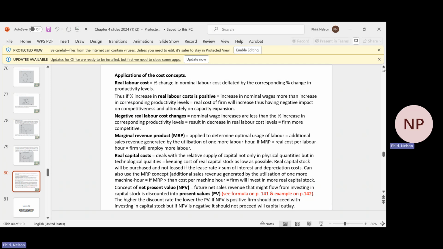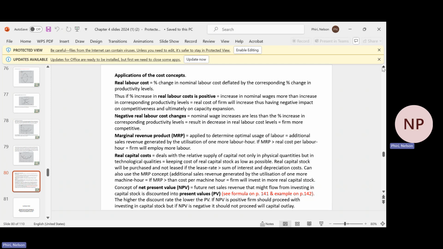Then the negative labor cost is when the nominal wage increases at a lower percentage than the increase in productivity. So this means that we are paying less than the increase in productivity. So this is a good thing. It has a positive impact and makes the firm more competitive.